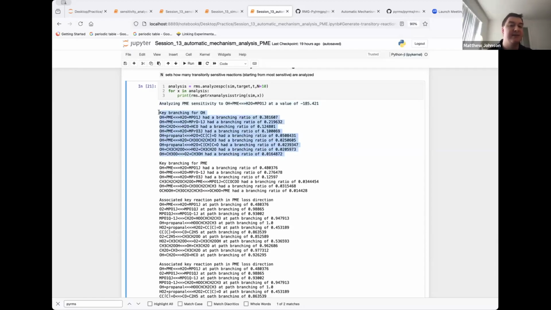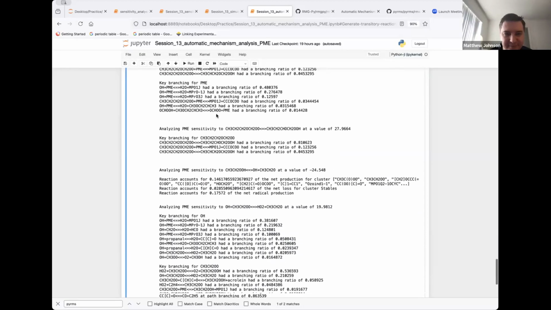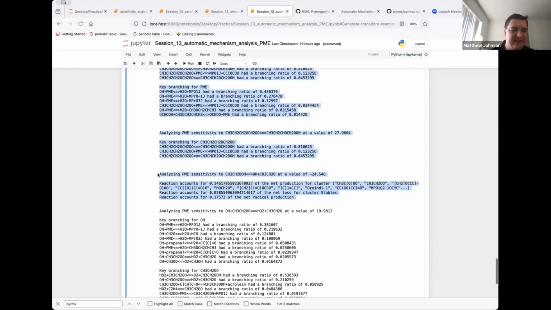Exactly. So this also tells you something. Someone who isn't experienced might look at this reaction and not really understand why it's sensitive. It's not very high flux.